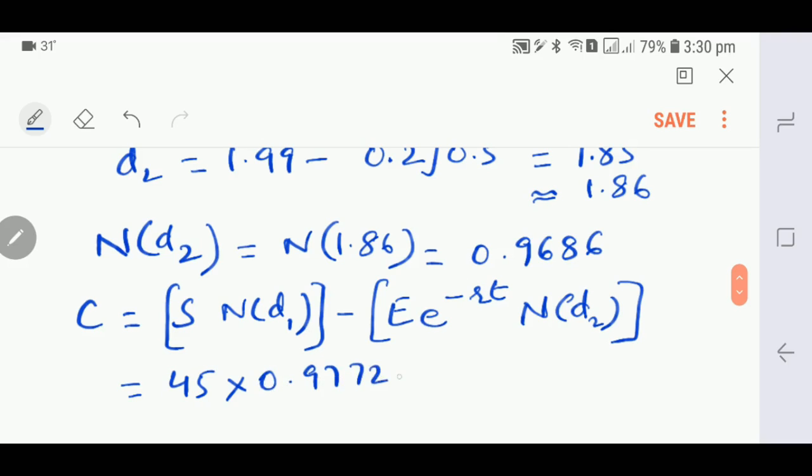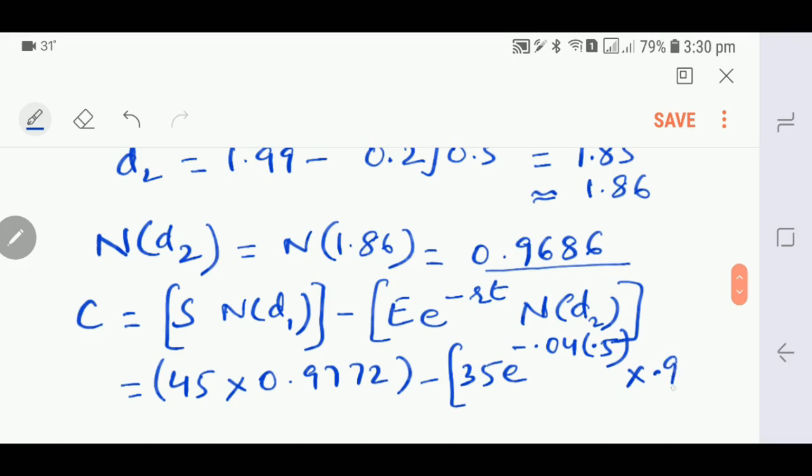0.9772. And from this we need to subtract. Exercise price is 35, so we will need to compute the present value by multiplying 35 with e raised to the power minus the value for r, which is 0.04, times the value for time, which is 0.5. So we write that there, and then multiply this with N of D2, which we found here, 0.9686.